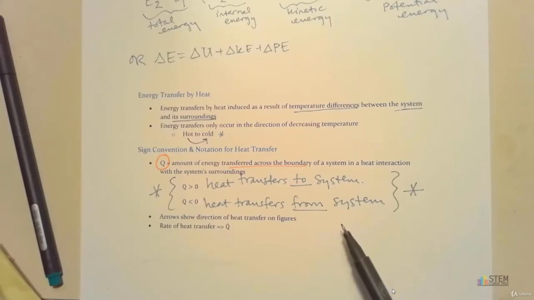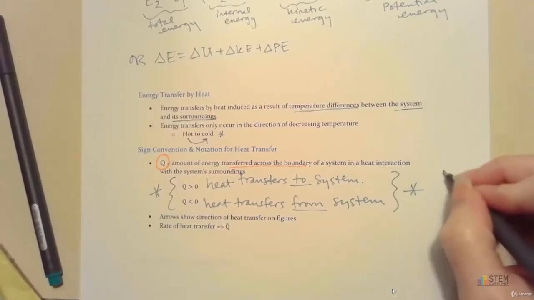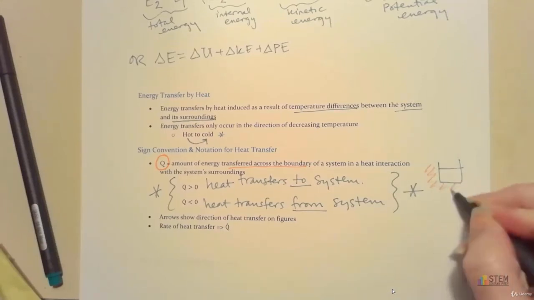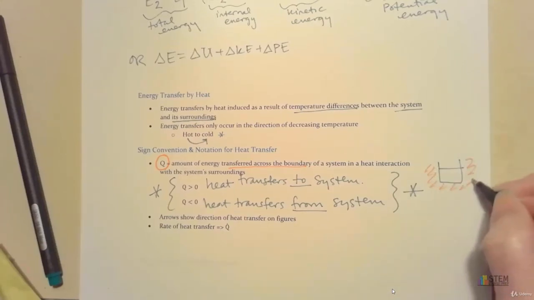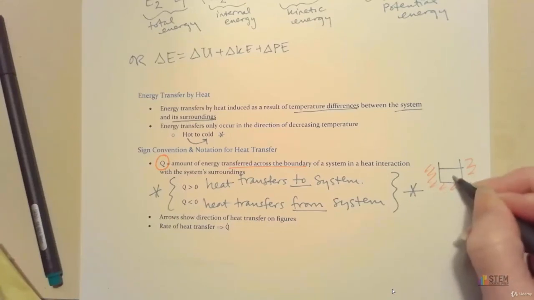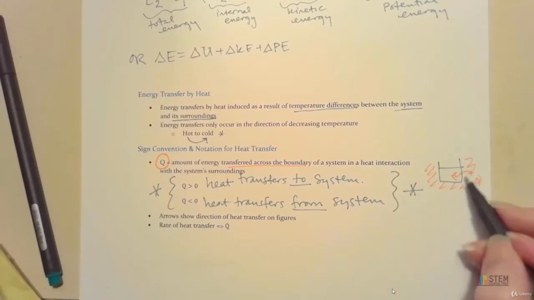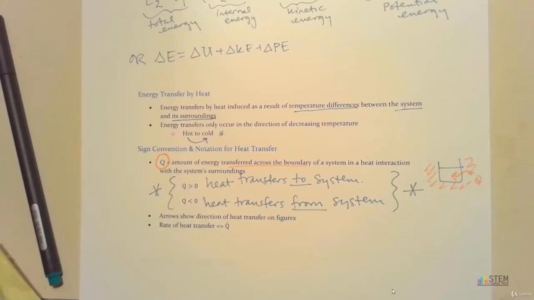So let's think about what this is saying. If heat is transferring to the system, then let's just draw a little cylinder here, that probably means it's going to be a lot hotter in the surroundings than it is in this gas. So heat is going to come in here, and that's going to be Q. All right, so you have energy transferring into your system if Q is positive.